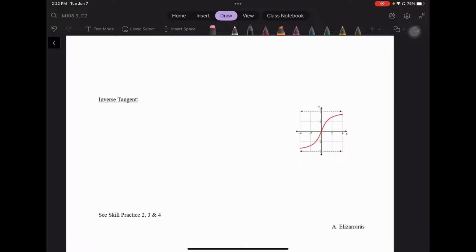Looking at the inverse of tangent now, remember that tangent has vertical asymptotes at -π/2 and π/2. So when the domain has asymptotes, the range of the inverse has asymptotes. So those π/2 and -π/2 vertical lines become horizontal lines at -π/2 and π/2. And tangent goes through the origin, and the values again switch.